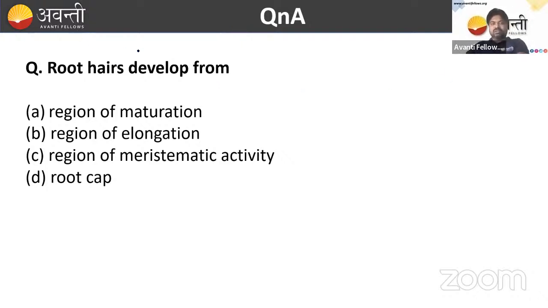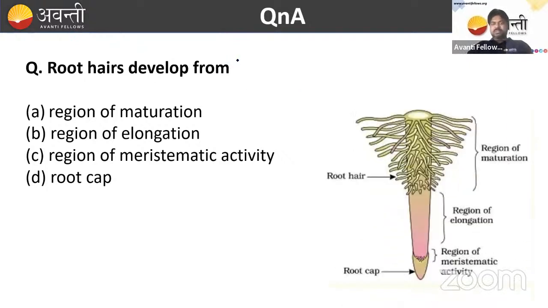Root hair develops from, you can see the picture here. This region has the root hairs. These are the root hair. And this region is the region of maturation. Next region is the region of elongation. And next here you can see the root cap. So the clear answer to this question is the region of maturation, not the region of elongation, not the region of meristematic activity or the root cap. That's why option A is the correct answer.